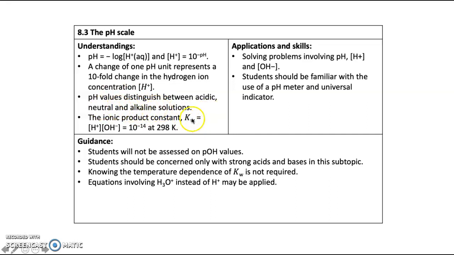We're also going to talk about an equilibrium constant specific to water, so the ionic product constant of water, or the Kw. And we'll be working with those equations that relate pH and the concentration of hydronium, as well as an equation that relates the concentration of hydrogen and the concentration of hydroxide. Okay, that'll be the Kw. You can see that over here.